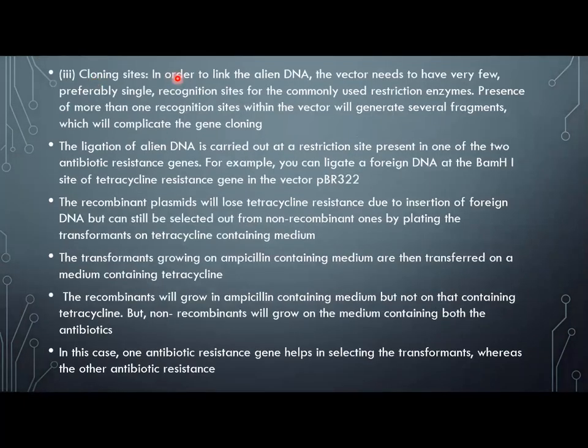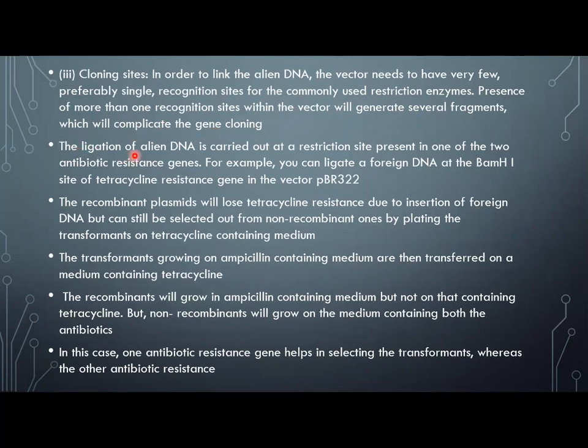Cloning sites. In order to link the alien DNA, the vector needs to have very few, preferably single, recognition sites for the commonly used restriction enzymes. Presence of more than one recognition site within the vector will generate several fragments, which will complicate the gene cloning.